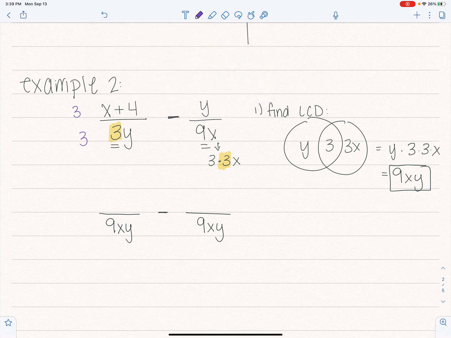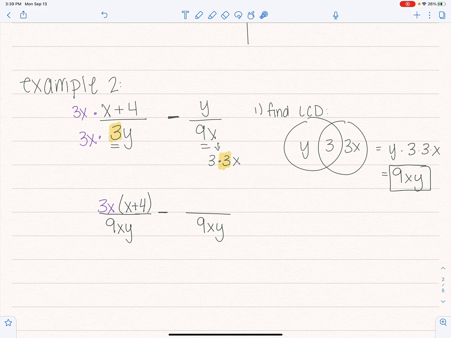And then I have y. I need it to be xy. So I need to multiply this also by x. So I need to multiply top and bottom by 3x. And to check that, 3x times 3y is indeed 9xy. And then I'm just going to write that up top, and we'll deal with it in the next step. And so I've really just multiplied by the same thing on top and bottom.